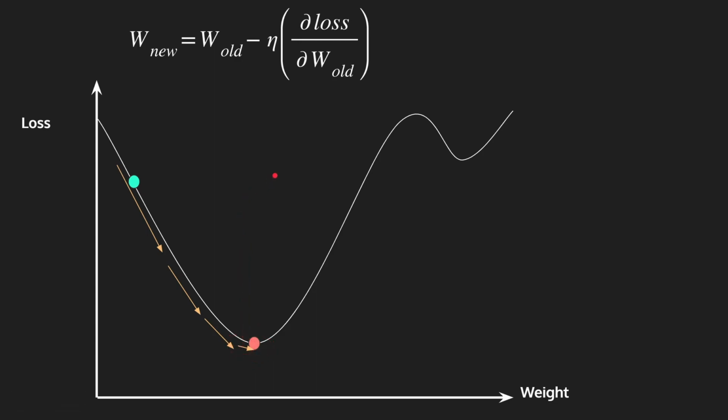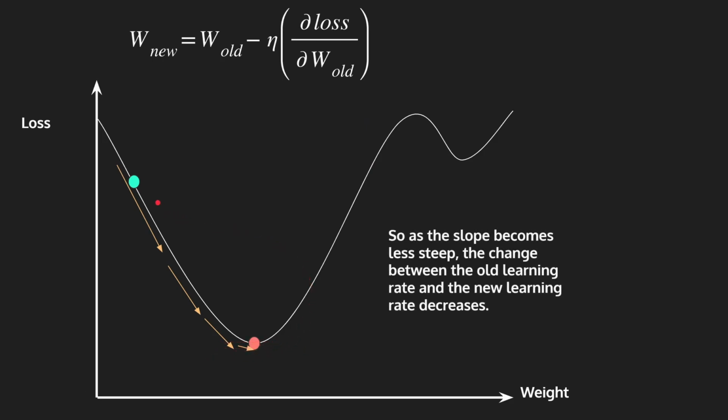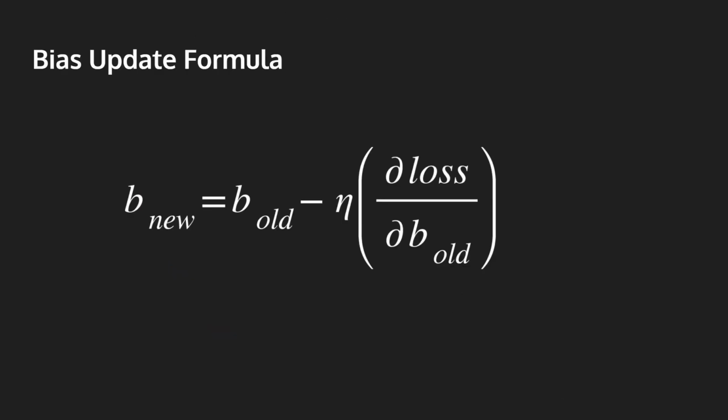And how do we know when we reach that point? When the slope here is basically zero, right? When it's zero, that means we reached the point. And as the slope becomes less steep, the change between the old weight and the new weight decreases. So let's see the bias update formula.